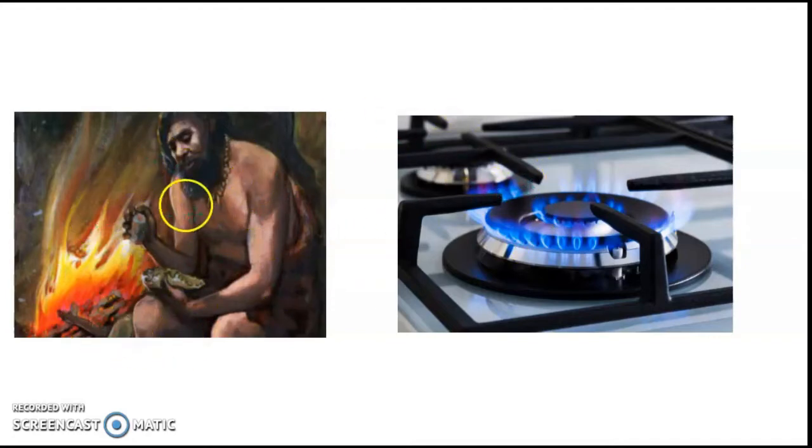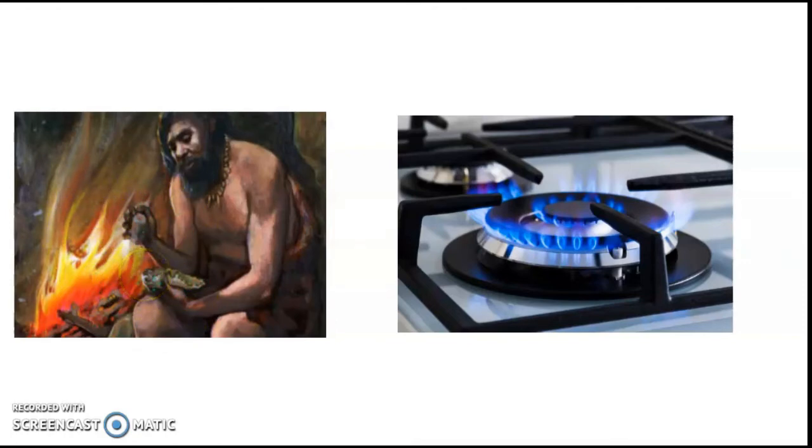Yes, this is an older method for producing fire, and this is a newer technology that is used to produce fire. Fire is one of the major inventions made by the cavemen, and fire produces heat and light. It is used for cooking and various other purposes.